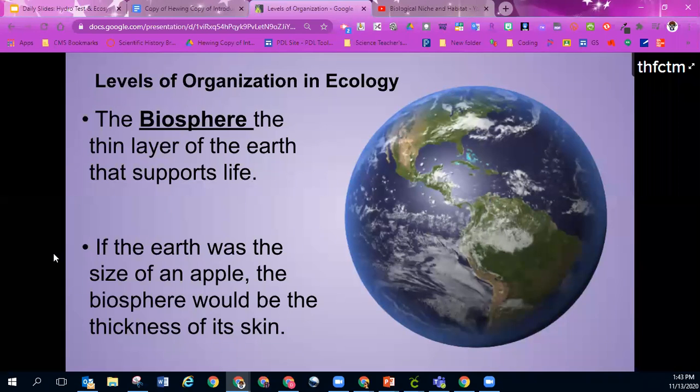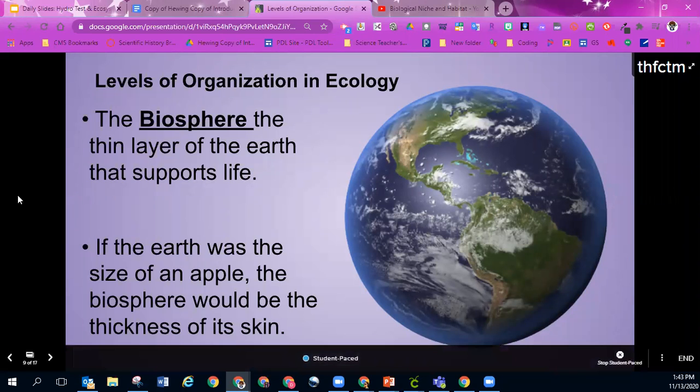Our biosphere does the same thing for us. It helps us keep the things that we need to survive, as well as offer a layer of protection from things that may possibly harm us from space and from other places like radiation and some other stuff that goes on.